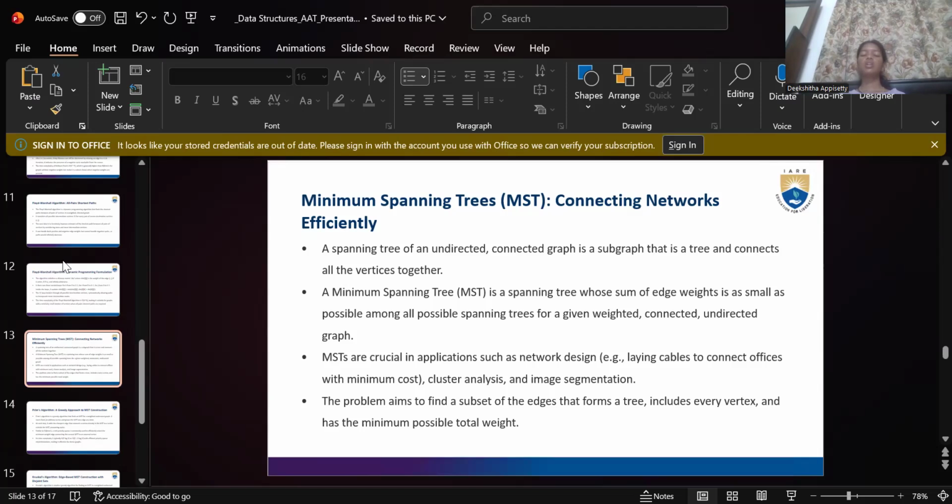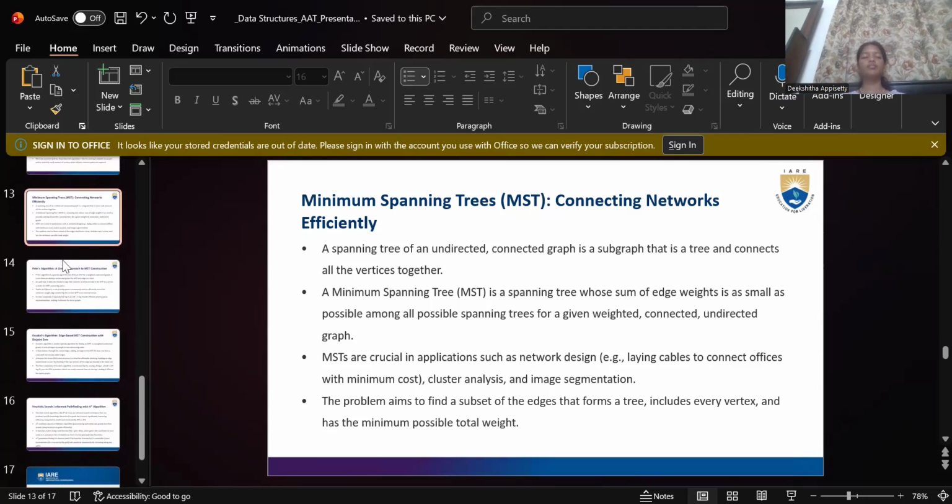MSTs are crucial in applications such as network design, cluster analysis, and image segmentation. The problem aims to find the subset of the edges that forms a tree including every vertex and has the minimum possible total weight.